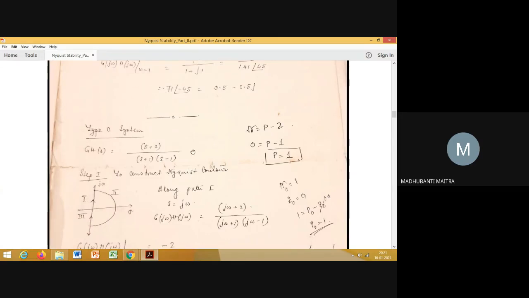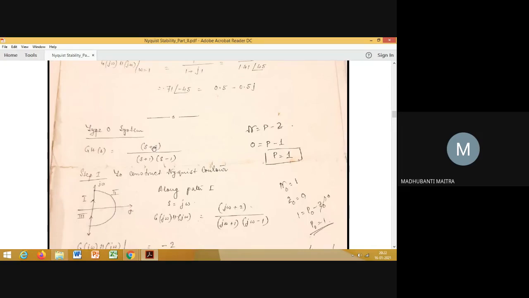Is it clear what I'm saying? If the denominator is a higher order polynomial, then unless you factorize it, it will not be possible for you to find out the number of open loop poles lying in the right half of the S-plane. But since the number of zeros is pretty much less than the number of open loop poles, very easily you can factorize the numerator polynomial, and after factorizing, you can find out the number of open loop zeros lying in the right half of this plane. Is it clear?